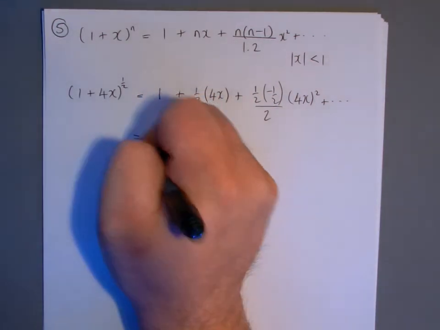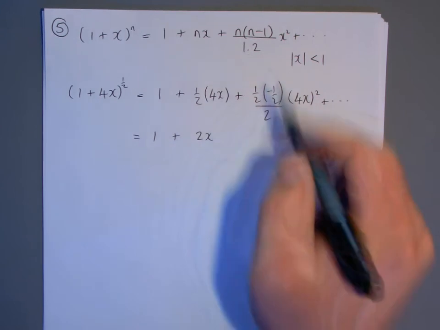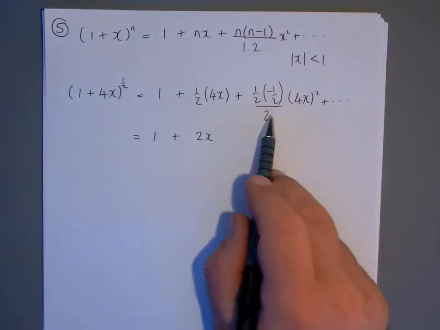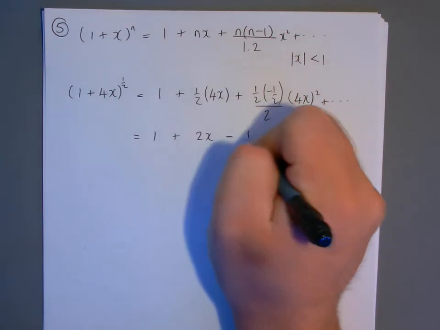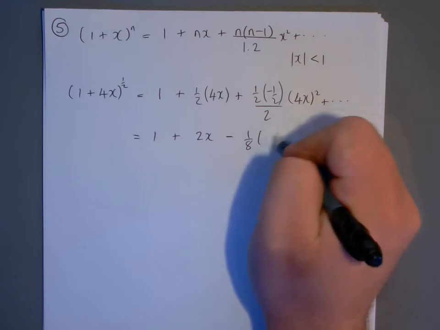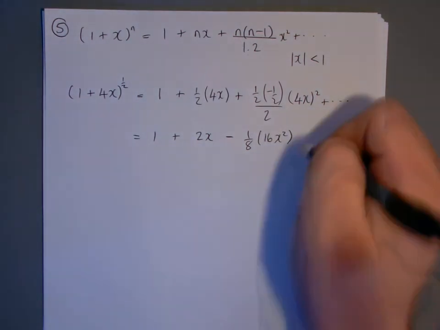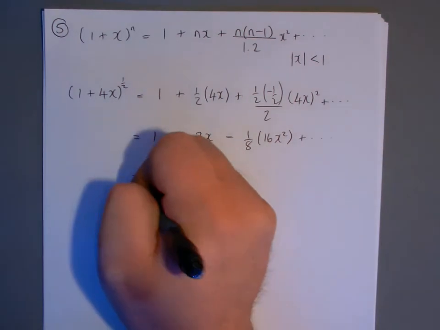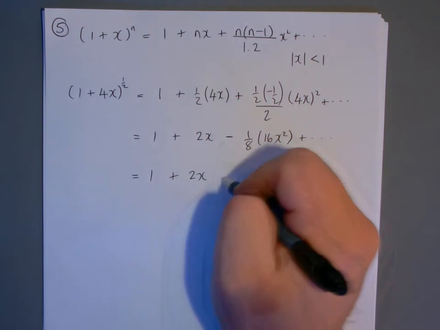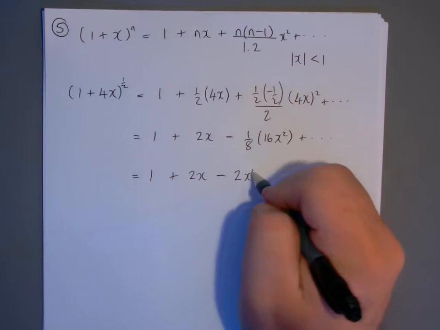So this then will become 1 plus, well, half times 4 is 2, so 2x. Here then, a half times negative half is negative quarter, divided by 2 is negative 1/8. And then we'll square in here. So 4 squared is 16, so it'll be 16x squared, dot dot dot. So we then get 1 plus 2x, 1/8 times 16 is 2, so 2x squared plus dot dot dot.